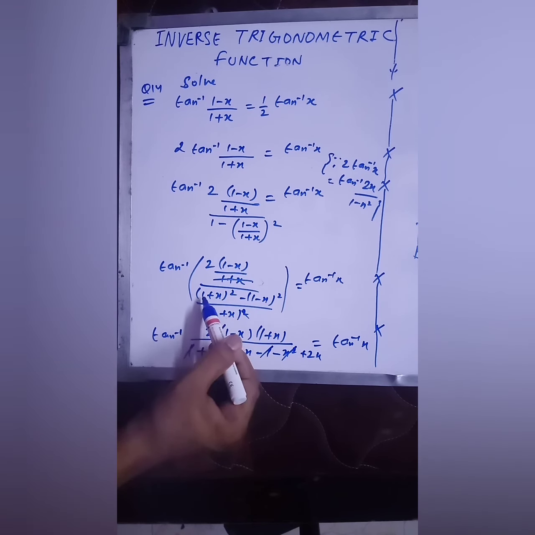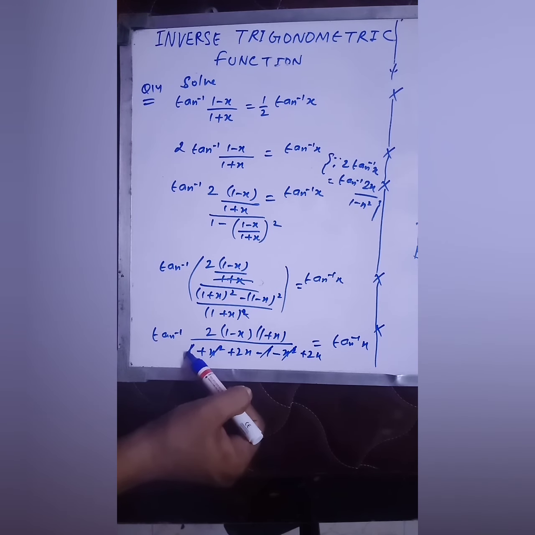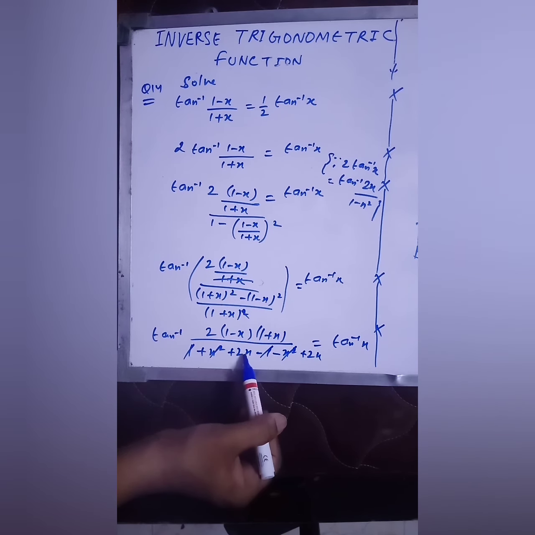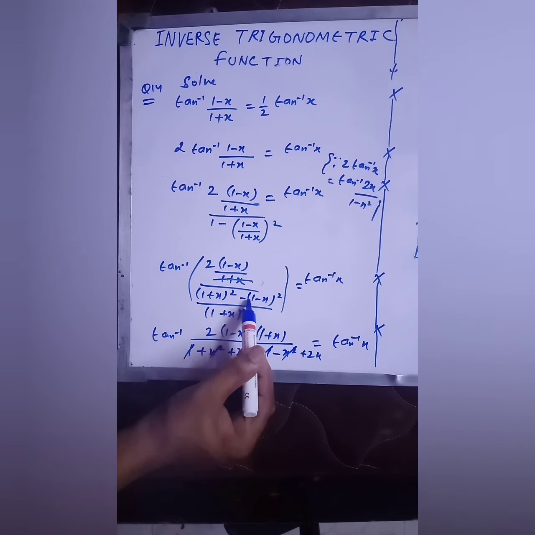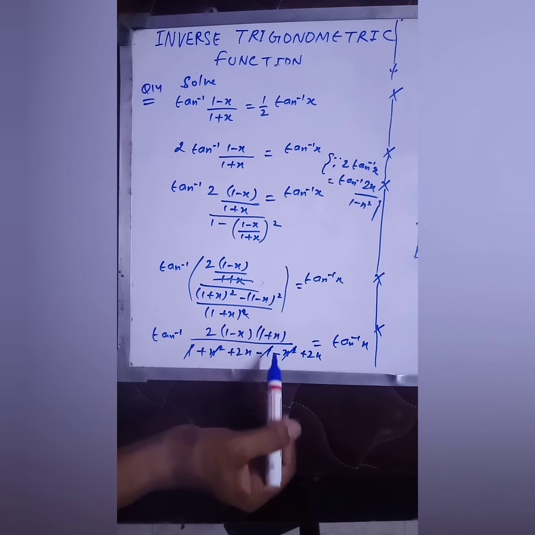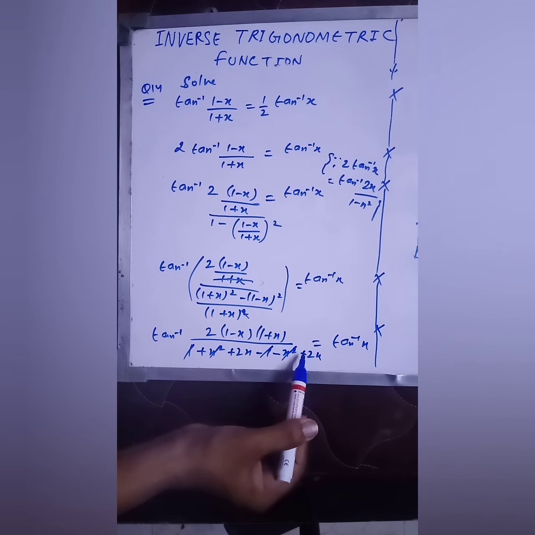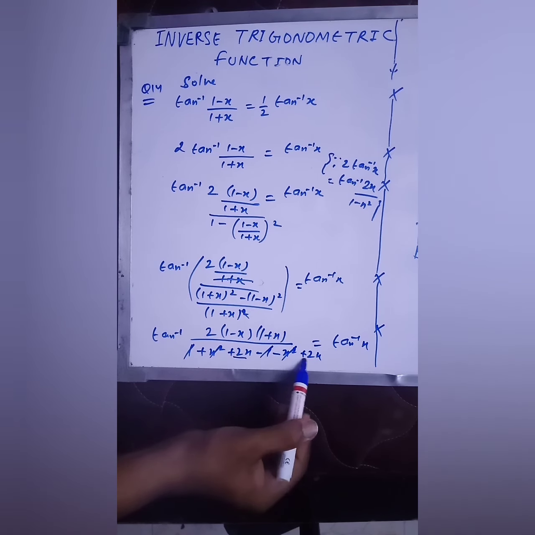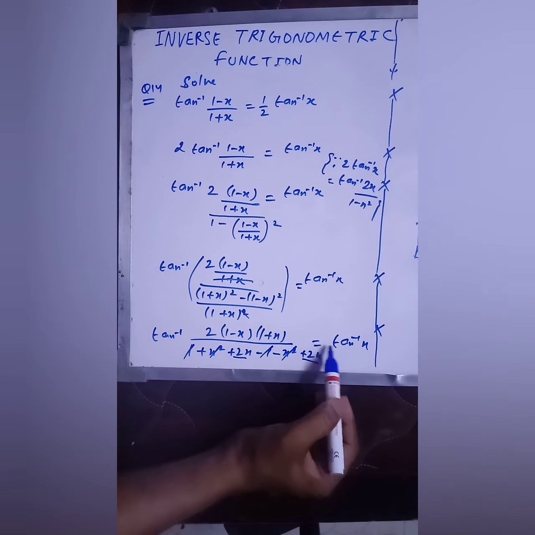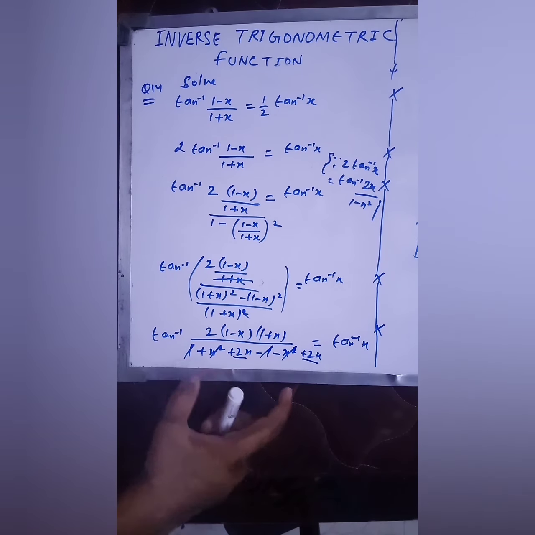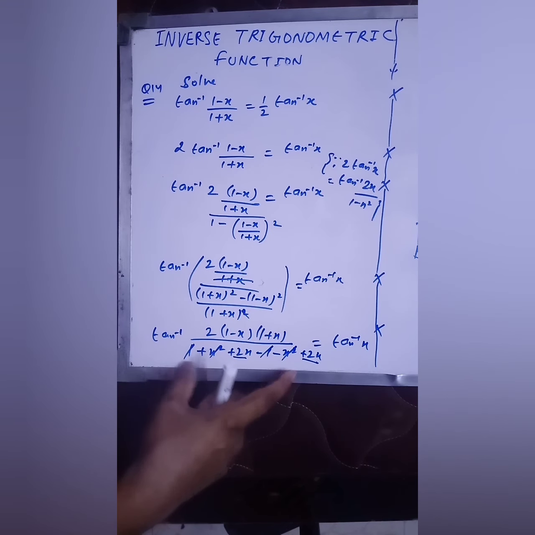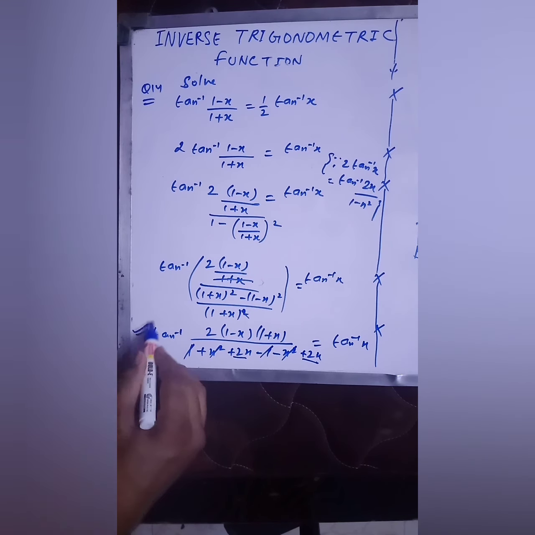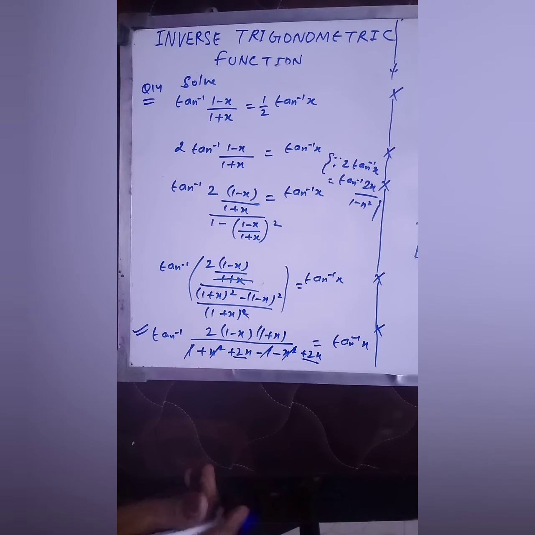So here I'm using the formula of a plus b whole square: a square plus b square plus 2ab, and minus, and again you have to apply a minus b whole square like this. So 1 will cancel out, x to the power 4 and x to the power 4 will cancel out. This is 2x, this is 2x. And that is equal to tan inverse x. Up to this step I think everything is clear.